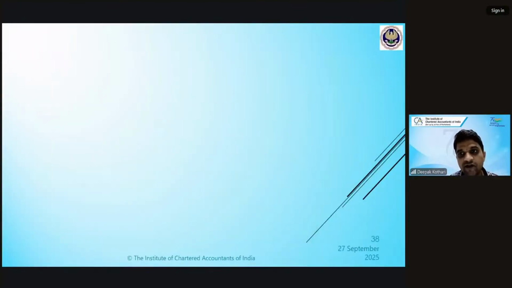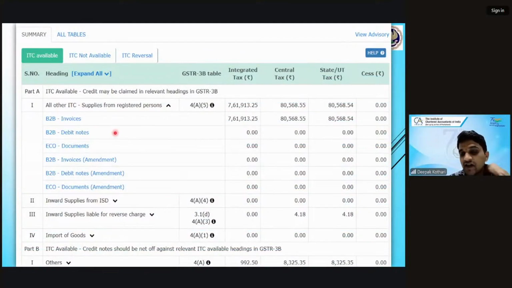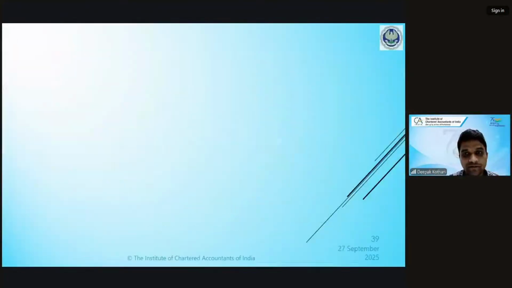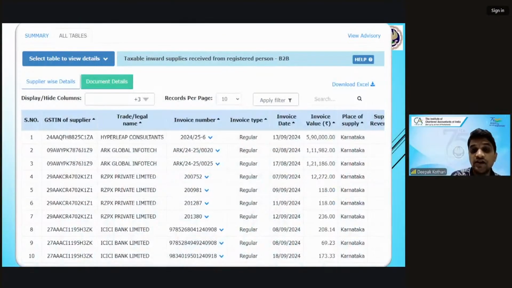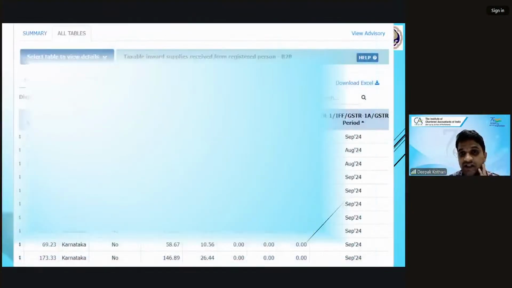When you click on that, you get further details. So it is B2B invoices. Like I've told you, debit notes can also be claimed. If it is a debit note, then debit note details will come here. B2B invoices will come here. Then when you click on B2B invoices, you will get to know which vendor it is and his GST number. For example, Hyperleap Consultants. This is his GST number, and the invoice value is 5,90,000. So I know that yes, I made a purchase and some transaction with Hyperleap Consultants, and I have a purchase invoice, and this is uploaded here, so I can cross-check my invoice with the data appearing in my GSTR2B.